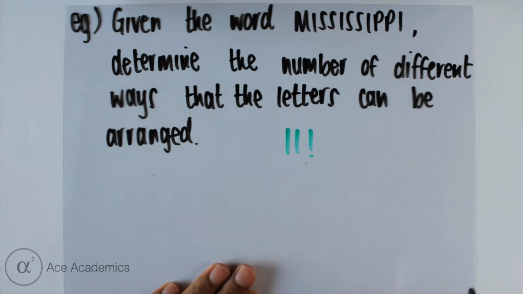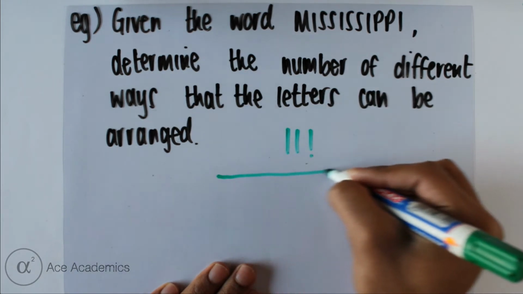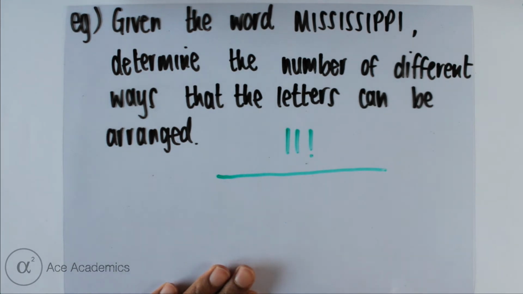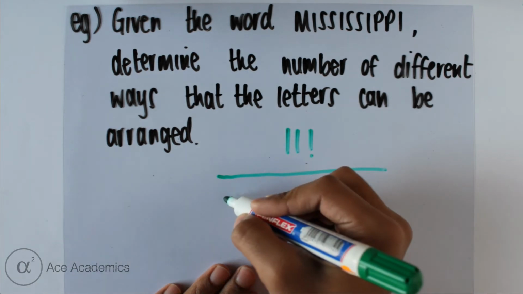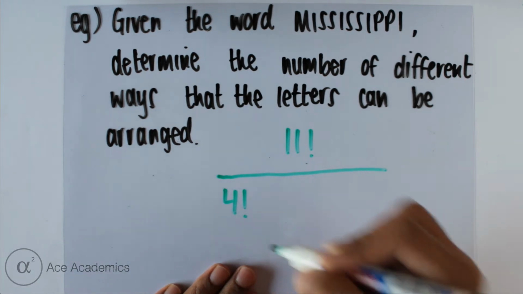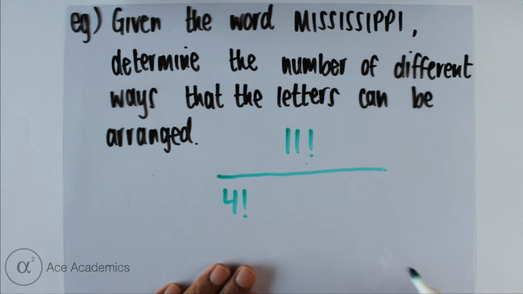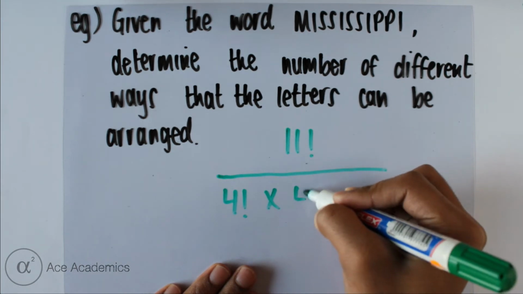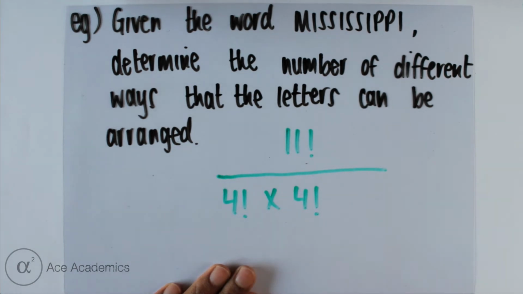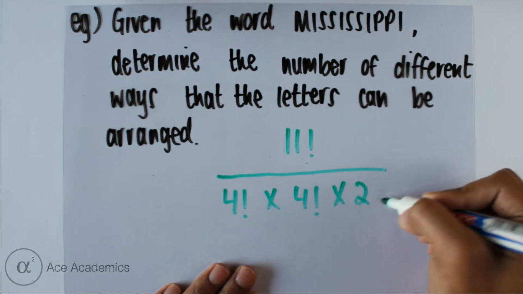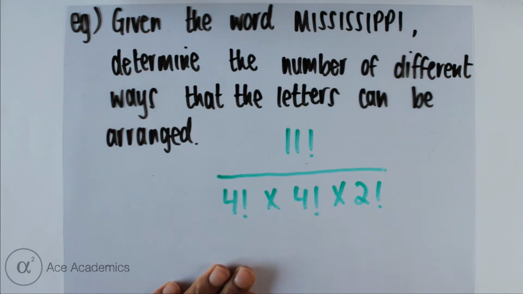So, it's 11 factorial because there are 11 letters in the word Mississippi, and now we have to divide by the repeated letters. So, there are 4 S's, and 4 S's can be arranged in 4 factorial ways. There's 4 I's, and 4 I's can also be arranged in 4 factorial ways. And lastly, there are 2 P's, and 2 P's can be arranged in 2 factorial ways. So that's how we'd approach a question like this.